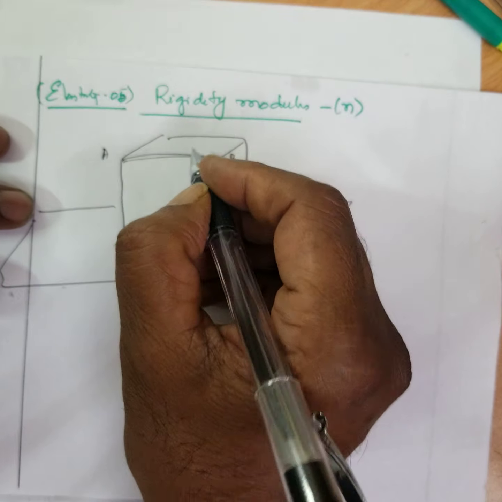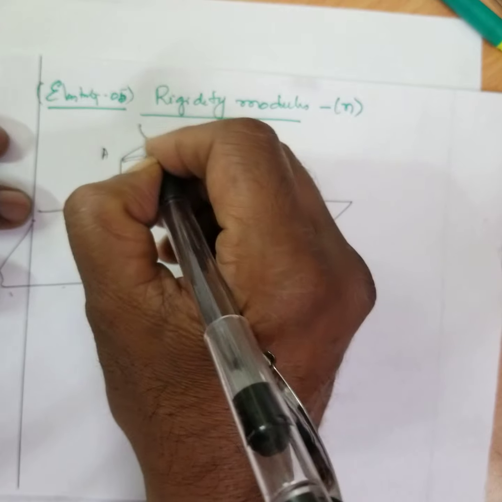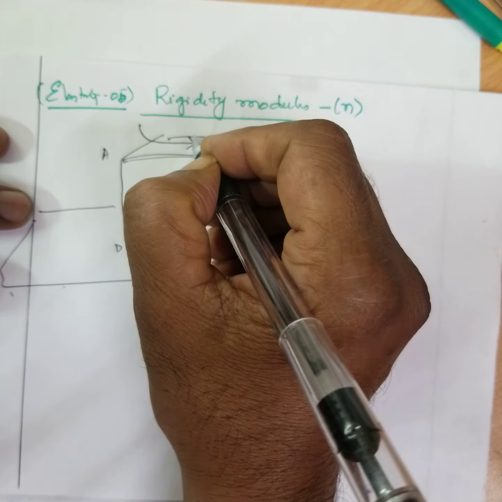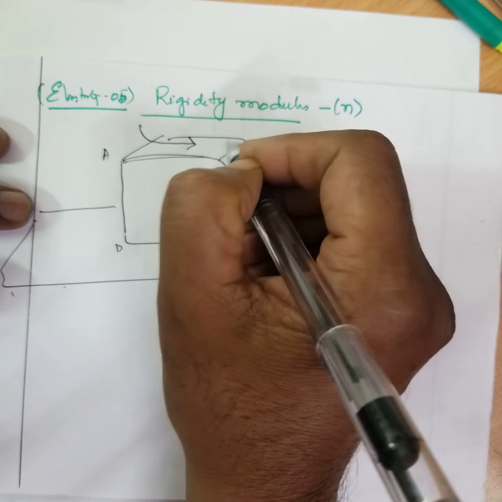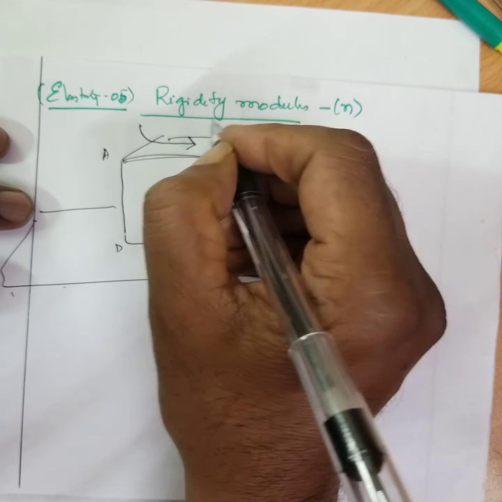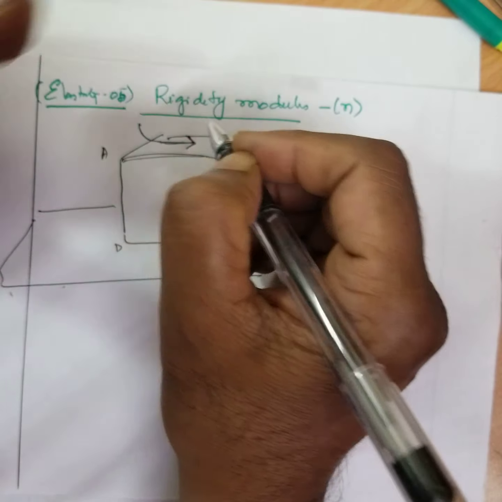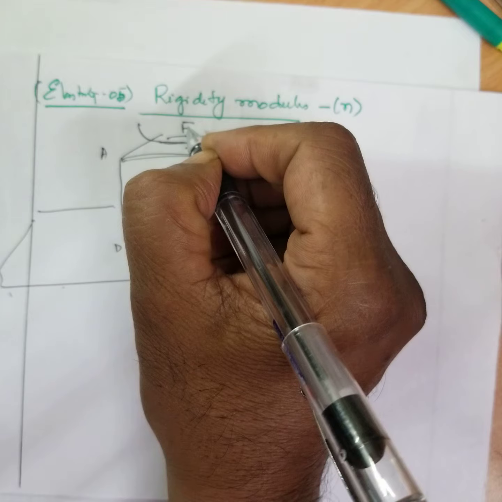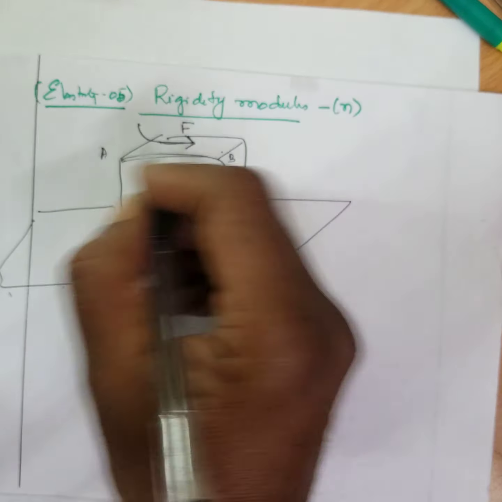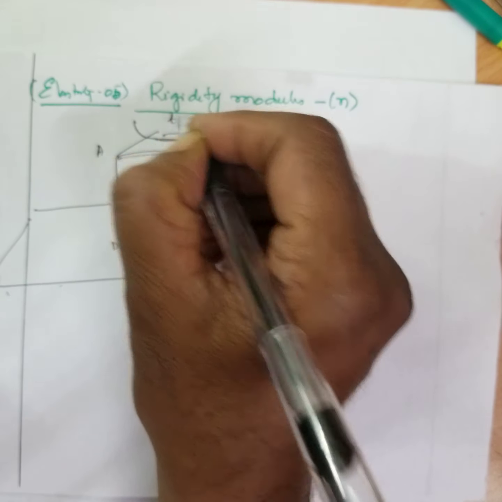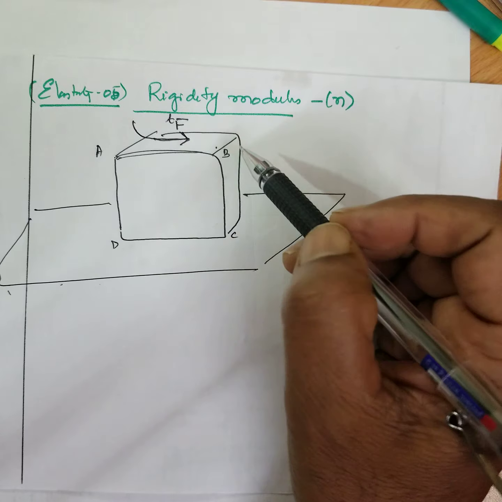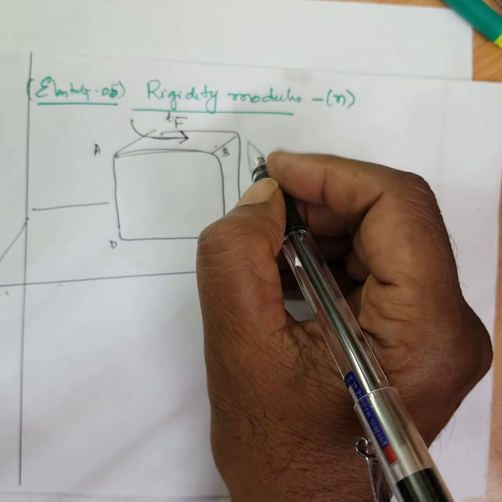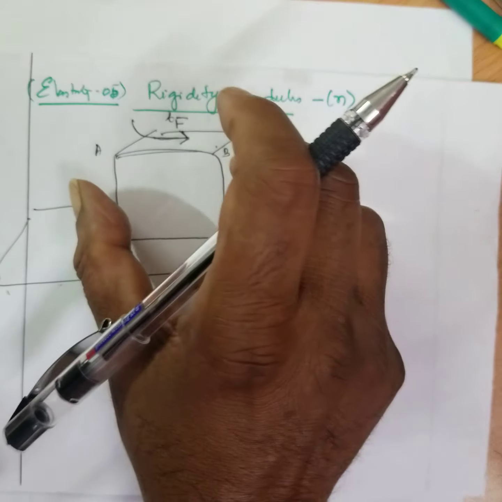Now, if you press a palm on the face of the book and move the palm parallel to the table, what will happen? You are applying a tangential force on this face.